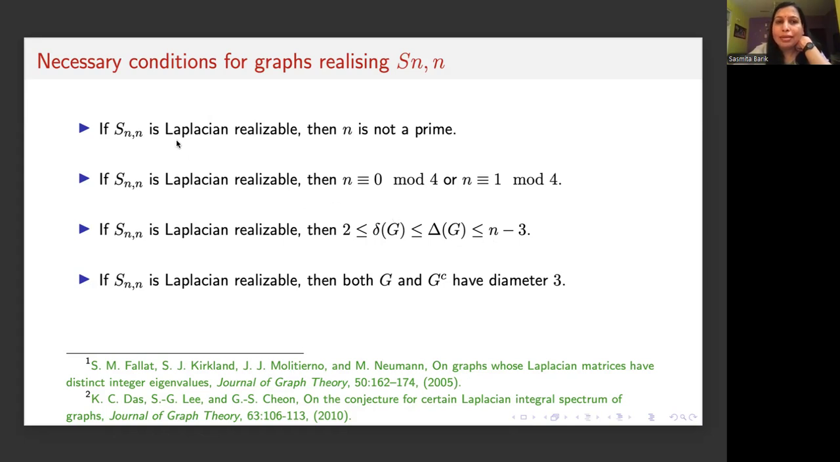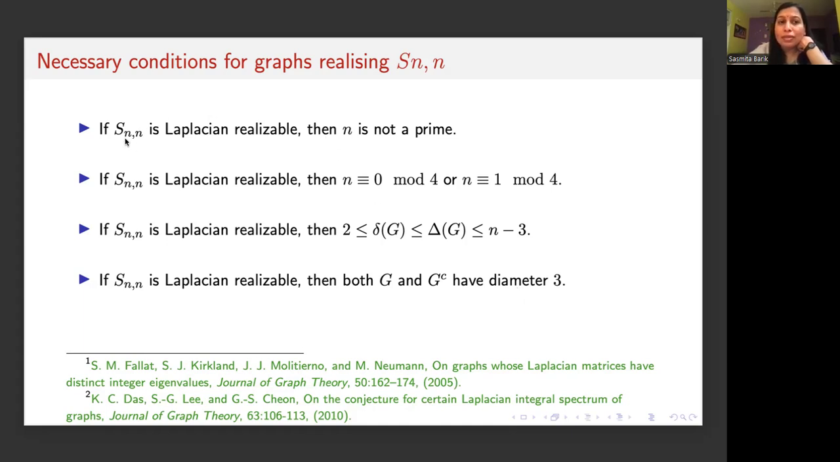And one nice thing is, when some graph is taking S as the eigenvalues, then its complement also will take the same eigenvalues. So one can analyze both things in the complement, and then one can conclude that G and G complement have diameter 3. So you can look for G having diameter 3, and then G complement also will be of diameter 3. That has been proved by Kinker and others. So G and G complement both have diameter 3.